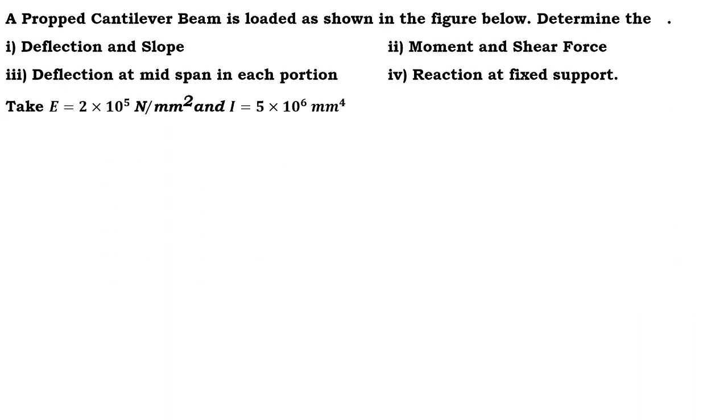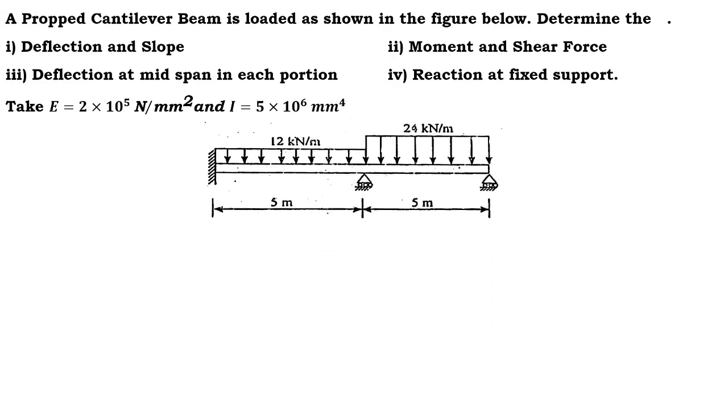A propped cantilever beam is loaded as shown in the figure below. So this is the propped cantilever beam with two roller supports. Now for this problem we need to find the deflection and slope, then moment and shear force, and deflection at the midspan in each portion of the beam. Then finally we need to find the reaction at the fixed supports.